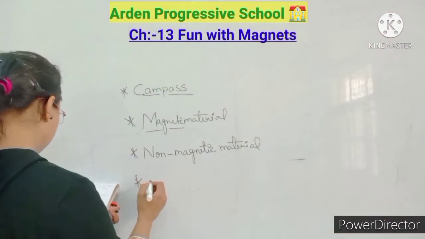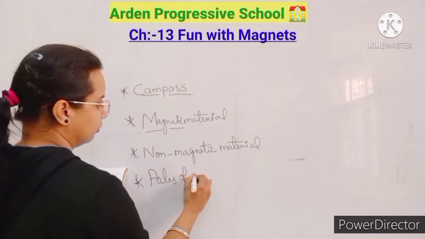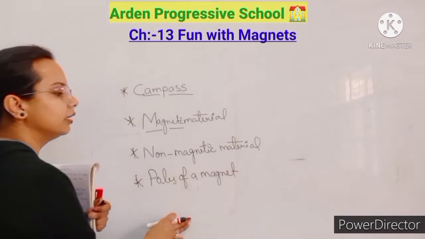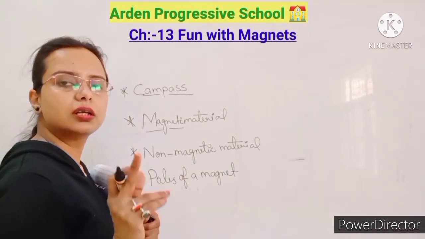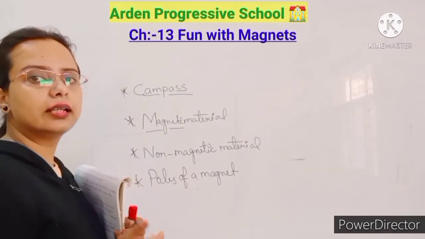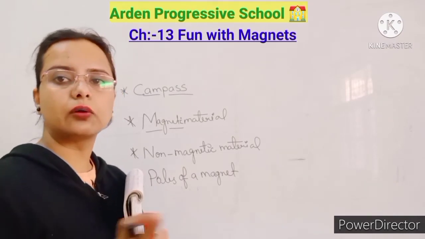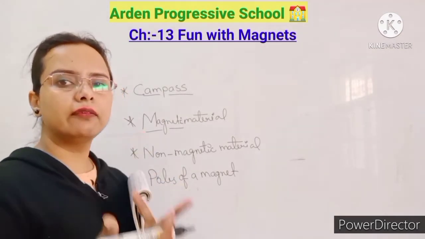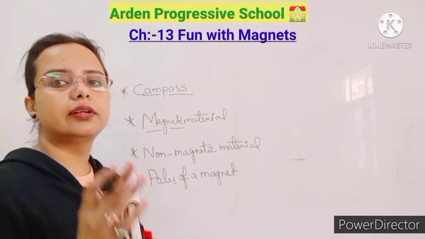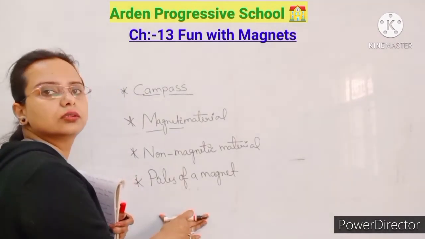Now the next one is poles of a magnet. In a magnet there are two poles. One is the north pole and another one is the south pole. You know that like poles repel each other. North and north pole will repel each other. South and south pole will repel each other. If there are unlike poles, like north and south, they will attract each other. So there are two poles in a magnet, that is north and south.